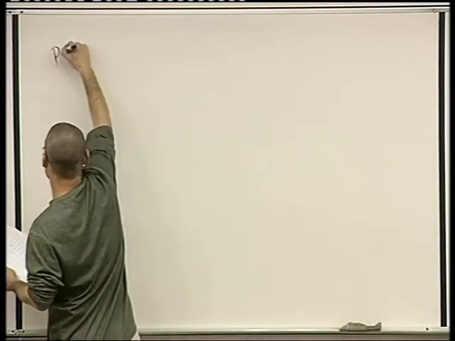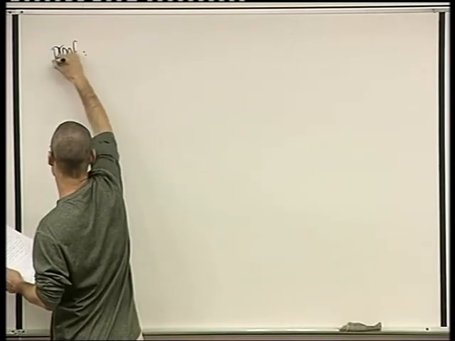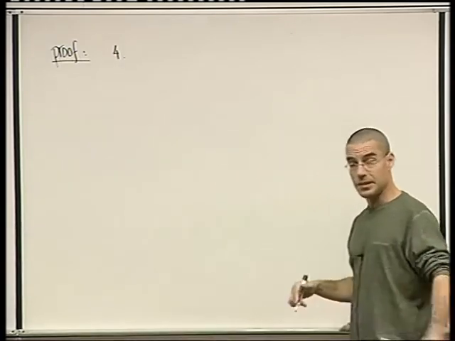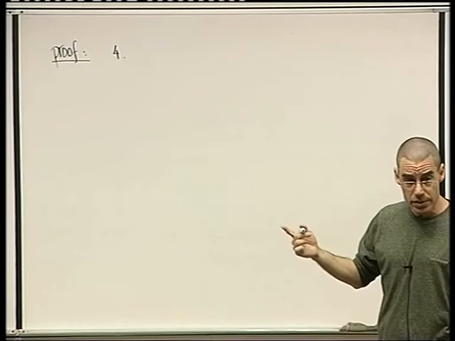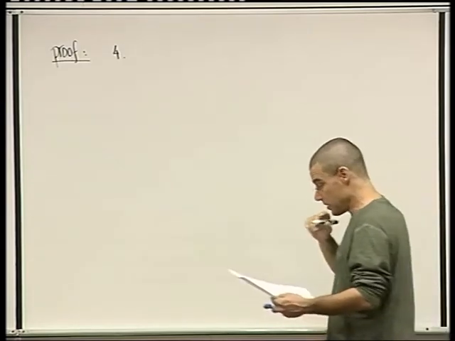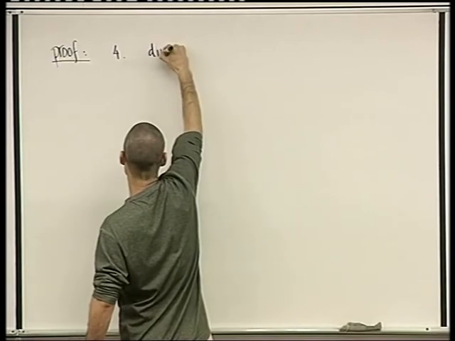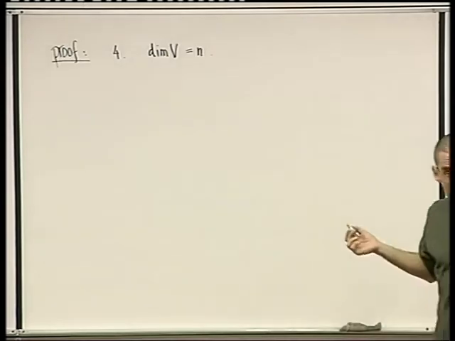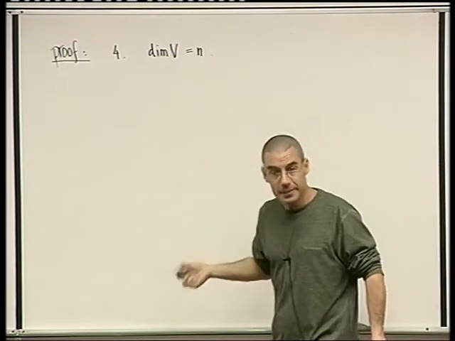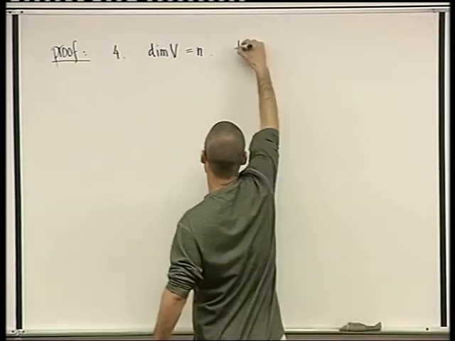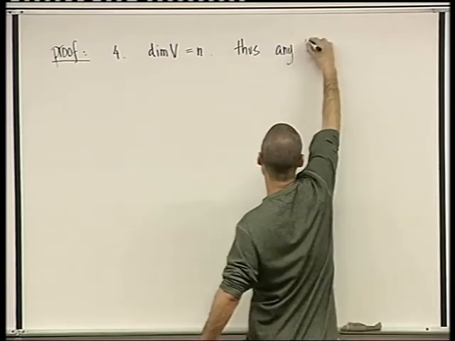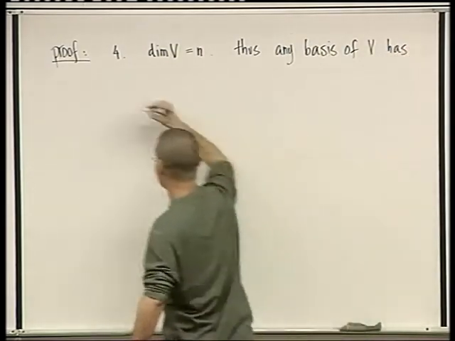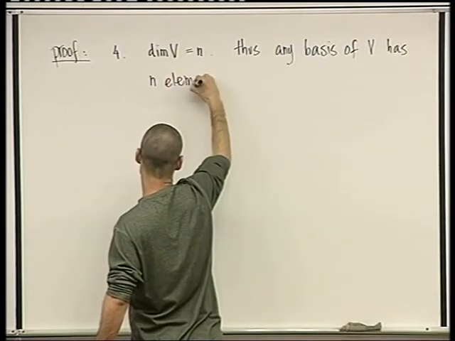So proof. Proof of the theorem. So first I want to prove 4. So 4 said that any linearly independent set has at most n elements. Okay, so the dimension of V equals n. That's the data of the theorem. Therefore, any basis has n elements. Thus, any basis of V has exactly n elements.